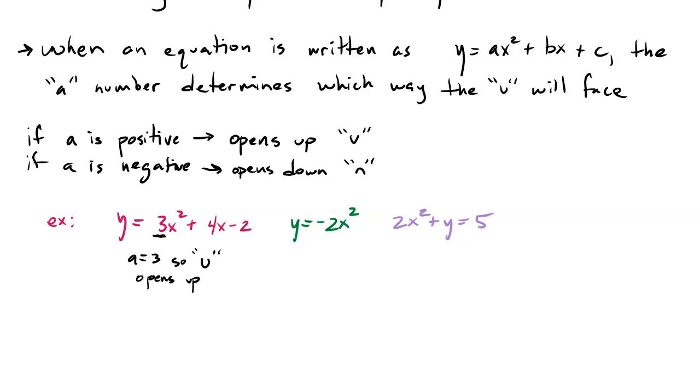On the second one, there's no b and c, but that doesn't matter. The a is the number on the x squared. So a is -2. So it's an upside down U.